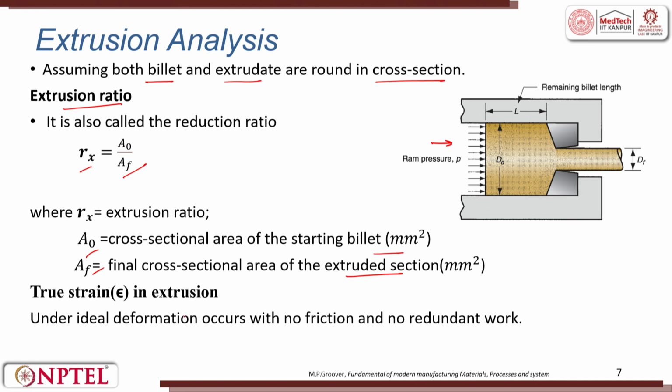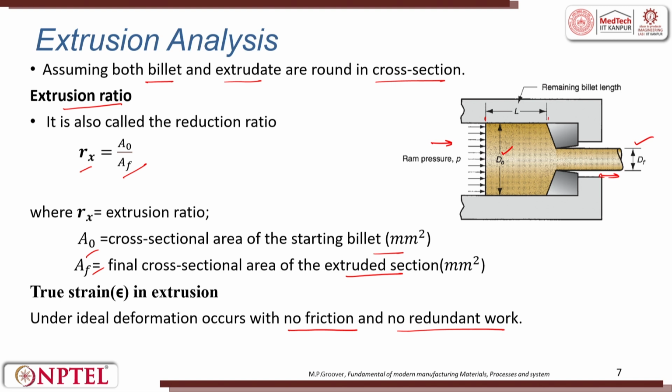True strain in extrusion under ideal deformation occurs with no friction and no redundant work. No further work is required. The given inputs are the initial diameter and final diameter, ram pressure, and the total length of the billet, and the output length can be calculated through volume.